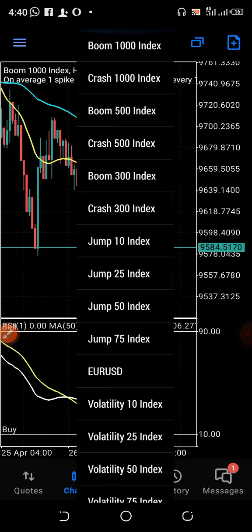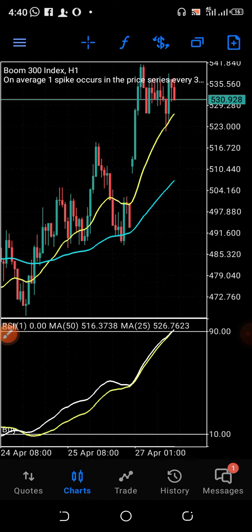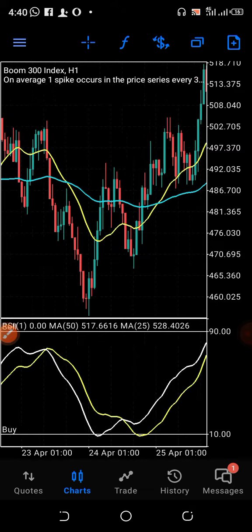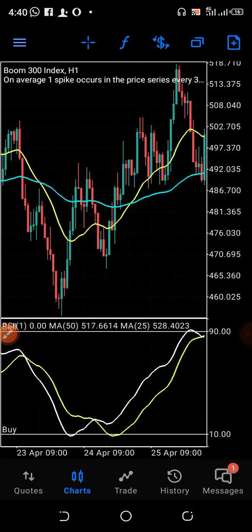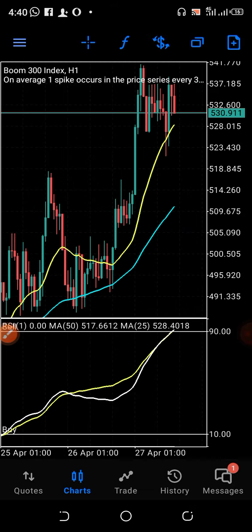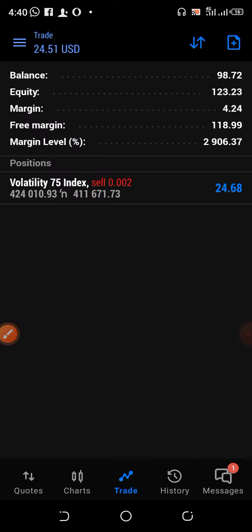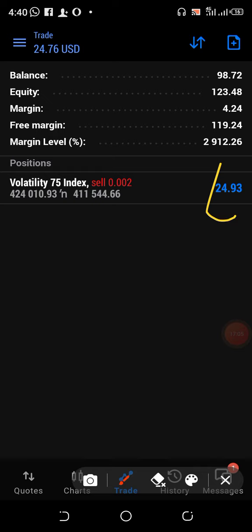Let's see, Boom 300. That is how the market can be. Look at it. So once you have seen this thing, then expect the candle to be in your favor. As simple as that. This is how the market is. So I still show you proof. This is how the market is. Watch this place. This is how the market is. So you too can do it.